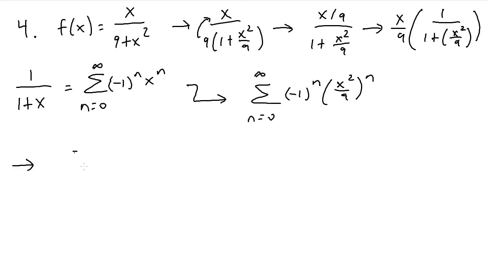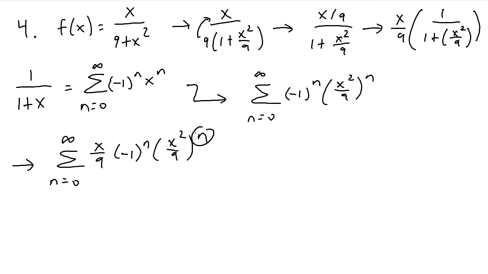So then we'll get the series from n equals 0 to infinity of x over 9 times negative 1 to the n times x squared over 9, and the entire thing to the n power. So now to simplify, I'm just going to rearrange the terms and distribute the n to both the numerator and the denominator. So we'll get negative 1 to the n times x over 9 times x to the 2 to the n, which is the same thing as x to the 2n, over 9 to the n.